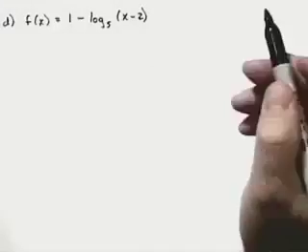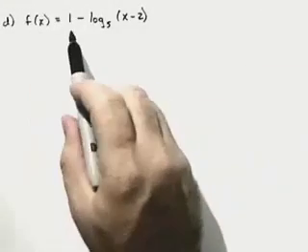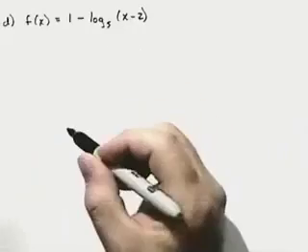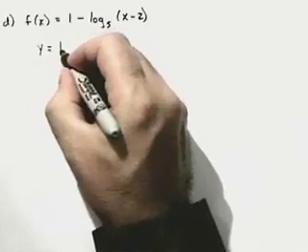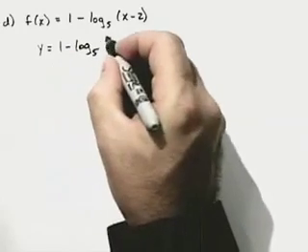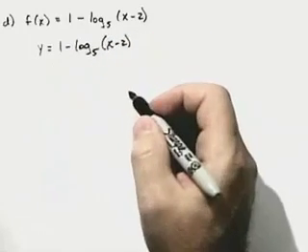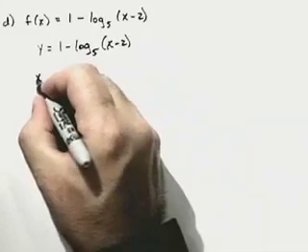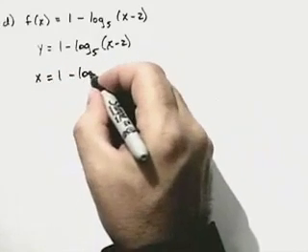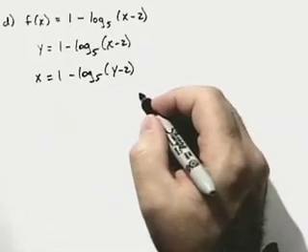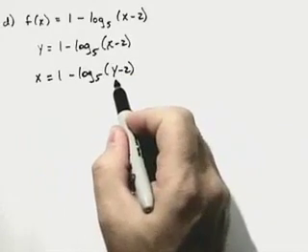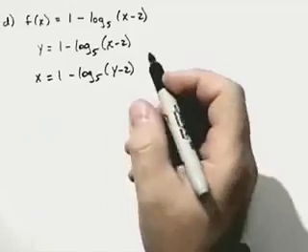Now that we looked at the graph of our logarithmic function, we'll shift our attention to finding the inverse of the function. We were given the function f of x equals 1 minus log base 5 of x minus 2. To find the inverse, we'll first write y equals 1 minus log base 5 of x minus 2. We'll interchange our variables and write x is equal to 1 minus log base 5 of y minus 2. And this will implicitly define the inverse function. Our goal is to now solve for y to explicitly define it.